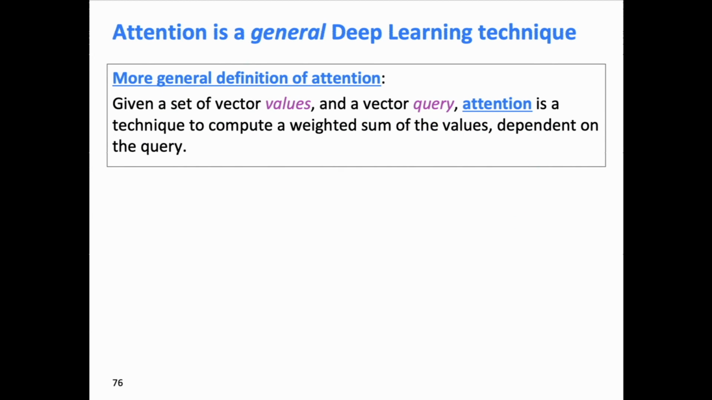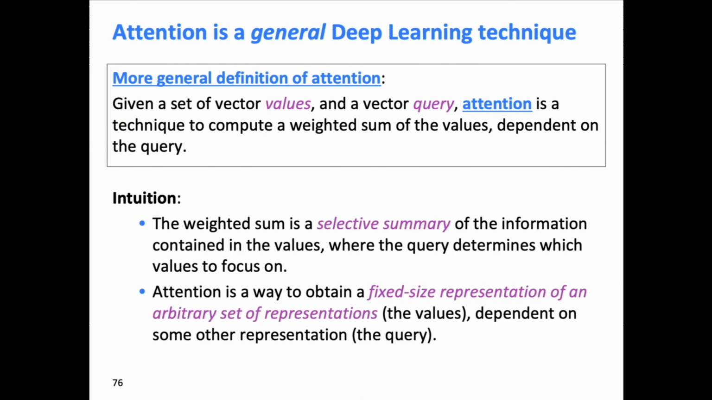All right, here's that definition again. So here's a way to understand this intuitively, two alternative ways. One is to think of it like this: you could think of the weighted sum as a selective summary of the information in the values. And I say selective because your choice of how much you draw from each value depends on the attention distribution. So the distribution depends on the query. The query is determining how much you're going to select from different values.